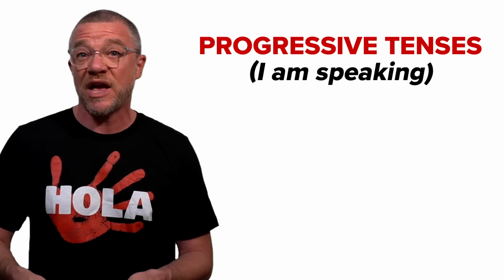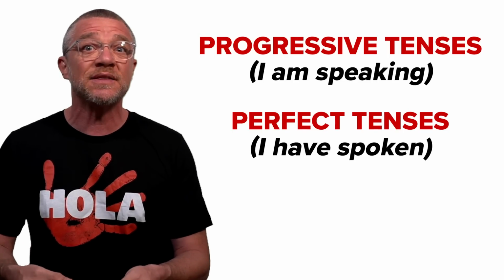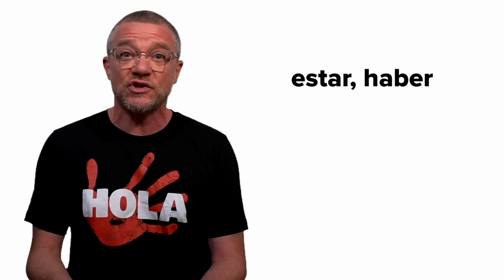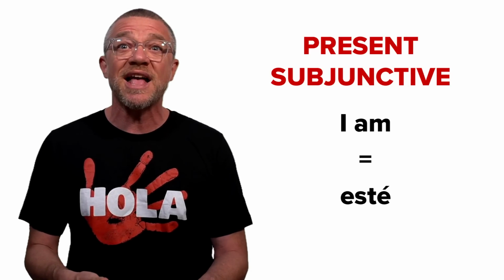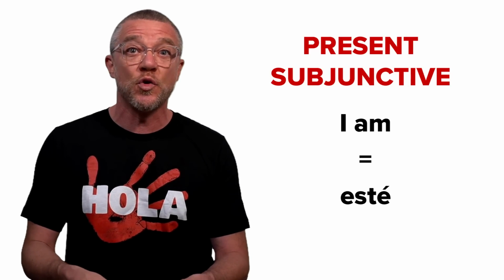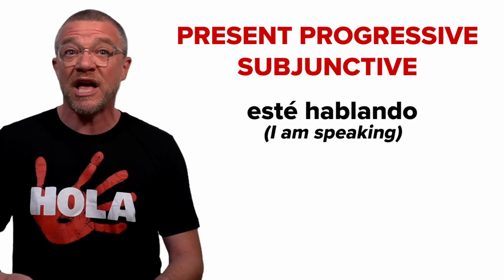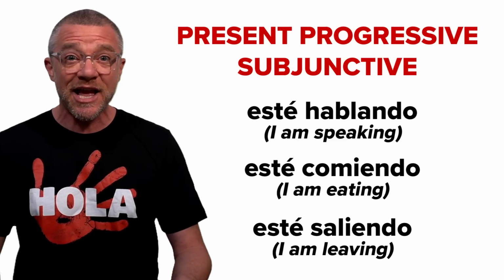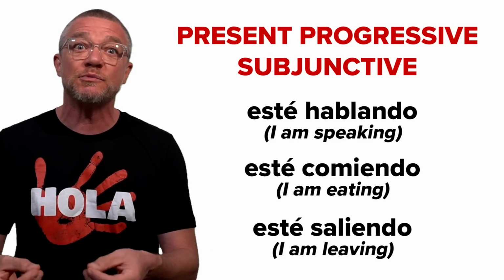The second thing you need to know is the progressive tenses, I am speaking, and perfect tenses, I have spoken, do exist in the subjunctive, but they're not full tenses. All you need are the subjunctive conjugations of estar and haber, and you're good to go. In the present subjunctive, I am is esté instead of the normal estoy. Once you know that, you can say esté hablando, I am speaking, esté comiendo, I am eating, esté saliendo, I am leaving, or any other verb in the present progressive subjunctive.